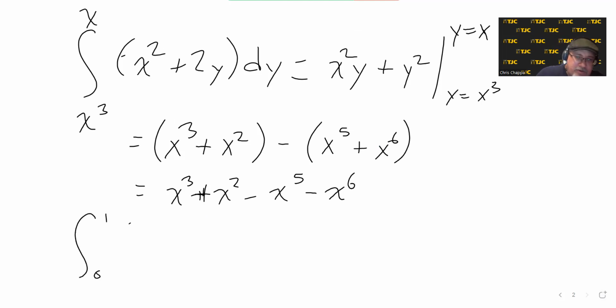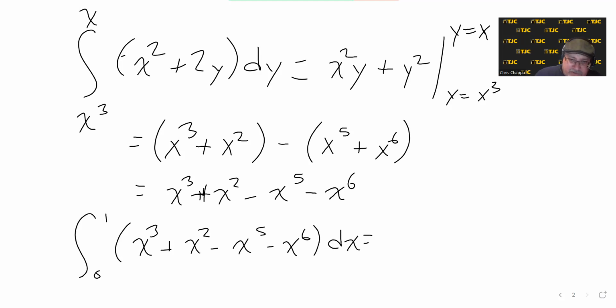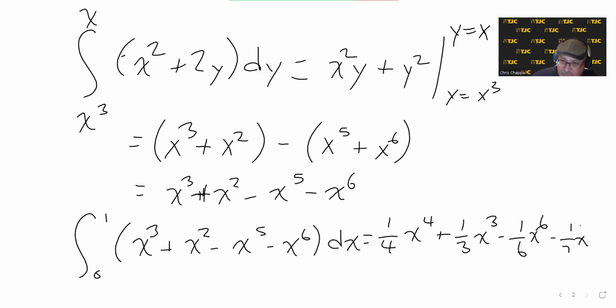Going 0 to 1 of x cubed plus x squared minus x to the 5th minus x to the 6th dx. This is fairly trivial. Our antiderivative is 1/4 x to the 4th plus 1/3 x cubed minus 1/6 x to the 6th minus 1/7 x to the 7th. This is going from 0 to 1.